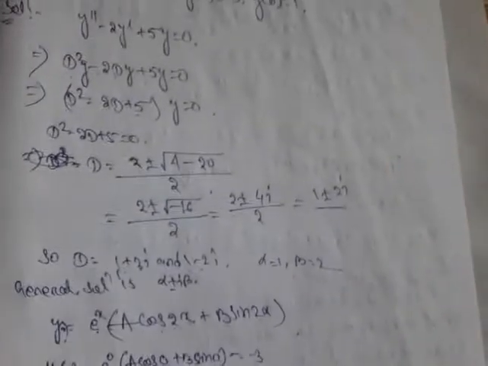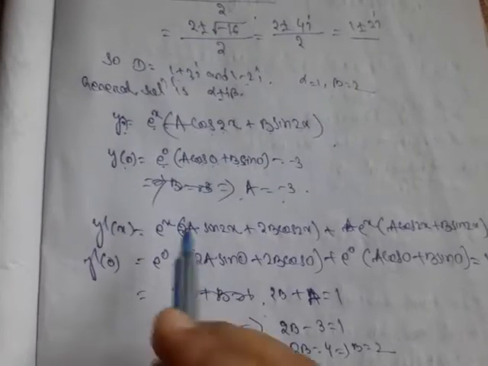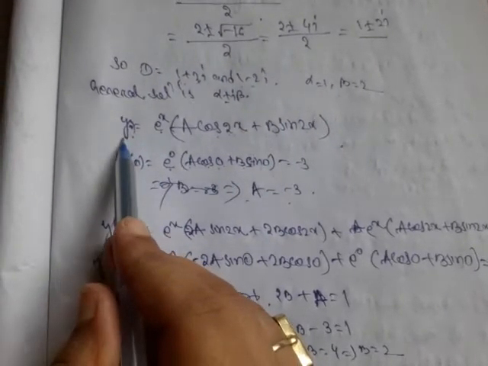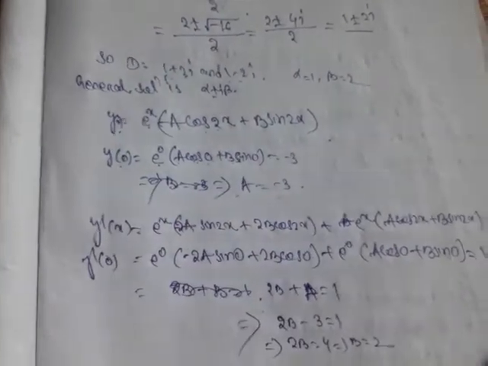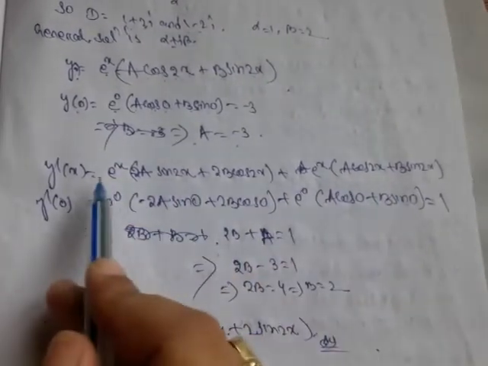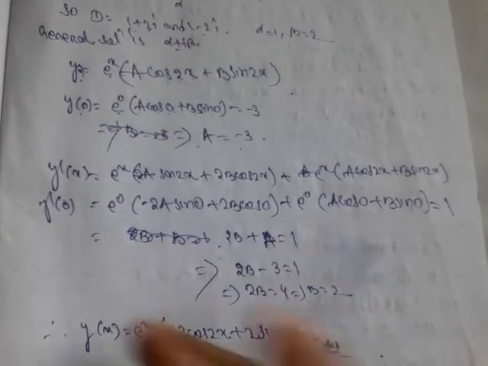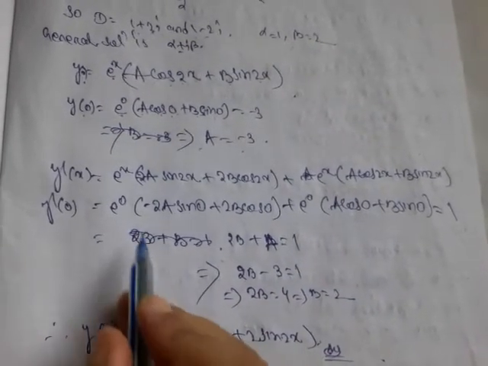Then next is given y dash of 0 equals to 1. So we find the derivative of this y of x. So the derivative you solve yourself, I am just telling you. So y dash 0 equals to, put 0 in place of x.